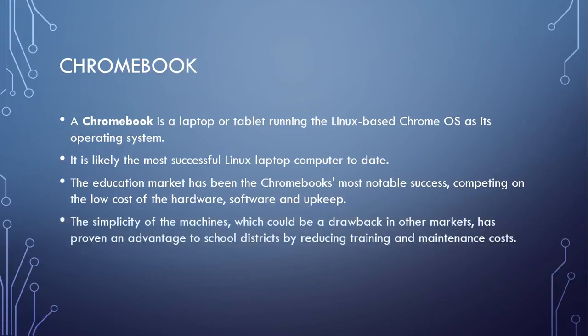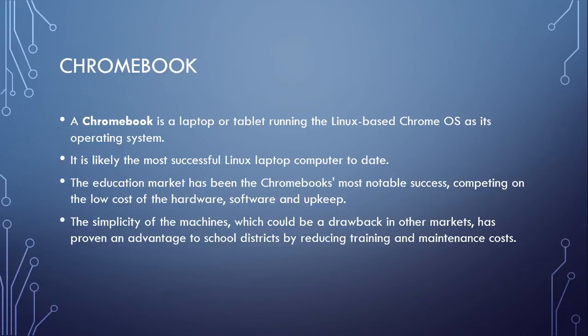Right. The simplicity of a Chromebook, which would normally be a drawback in other markets outside of education, has proven an advantage to school districts because it can reduce training and maintenance costs. Even a Windows PC has a lot of maintenance costs for things such as operating system updates. Chrome OS is pretty seamless. It does the updates pretty easily on its own. You don't have to worry about it changing a bunch of stuff generally. So that's a lot of the reason why.